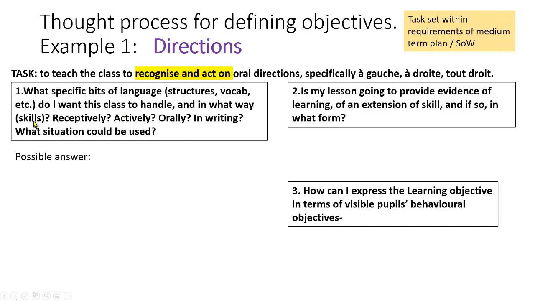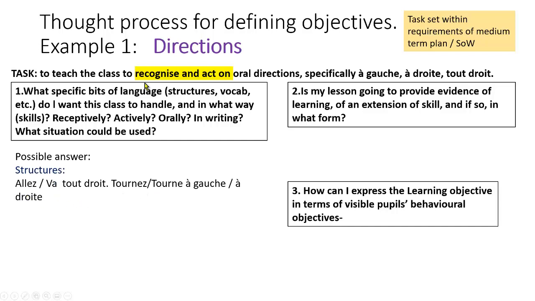And in what way, as far as the skills? So you've got the skills, the structures and the vocabulary. Is that going to be receptive? Is it going to be active? Is it going to be speaking orally? Is it going to be in writing? And what situation could you use? So that's going back to those three ideas of the skills, the structures and the situation. So what sort of answer could you have?